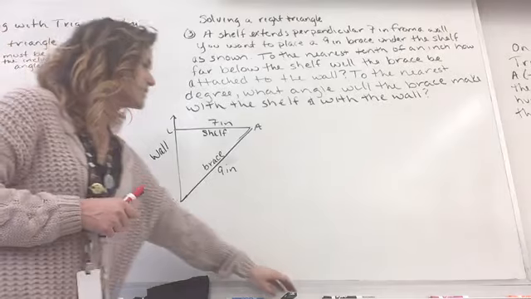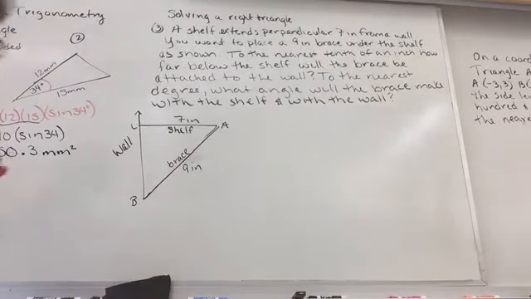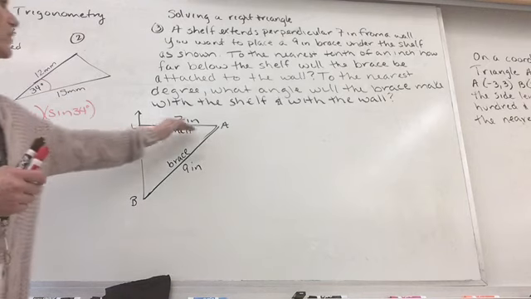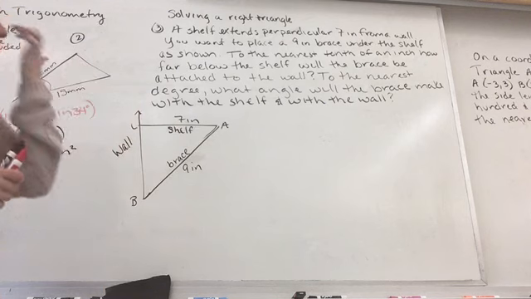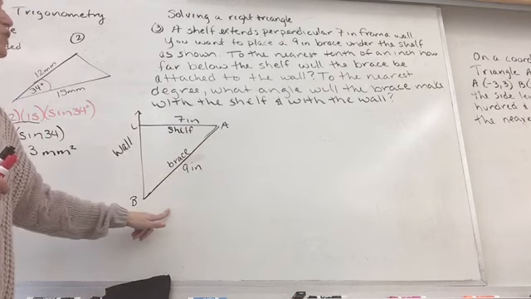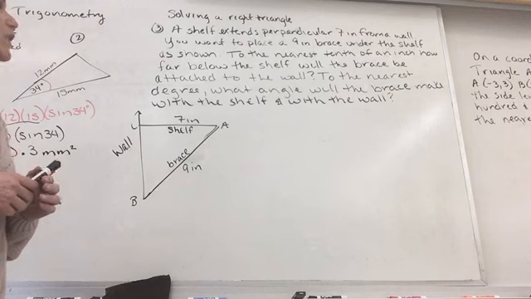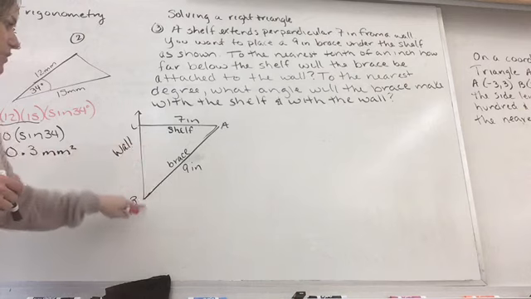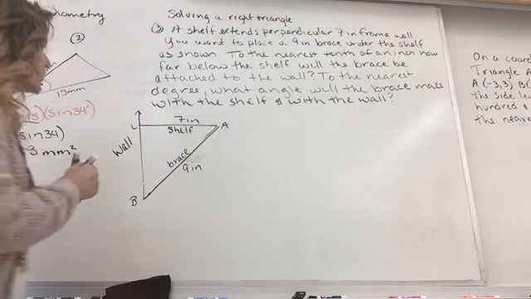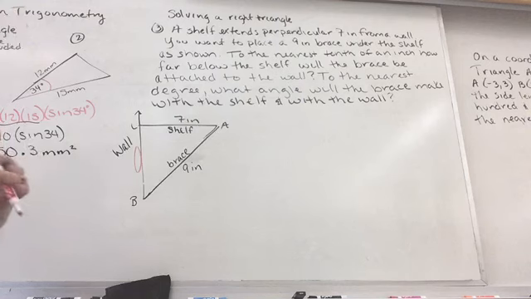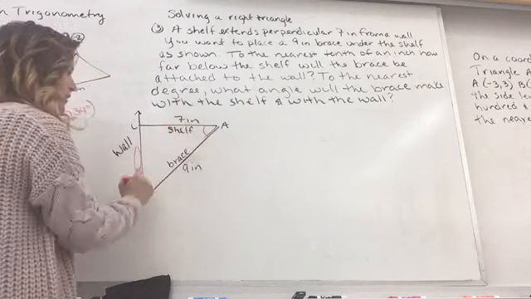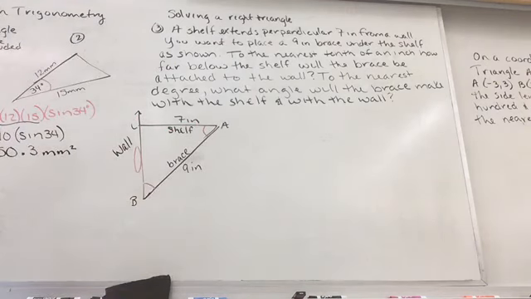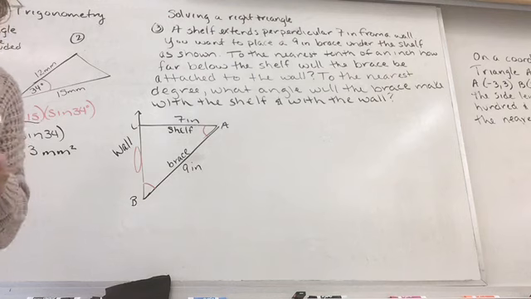This word problem says that we're solving a right triangle. A shelf extends perpendicular 7 inches from a wall. So here's our shelf going across here. Here's the wall. You want to place a 9-inch brace under the shelf as shown. To the nearest tenth of an inch, how far below the shelf will the brace attach to the wall? So we're looking for this distance here. And then it says to the nearest degree, what angle will the brace make with the shelf, and with the wall? So we're looking for three pieces of information.